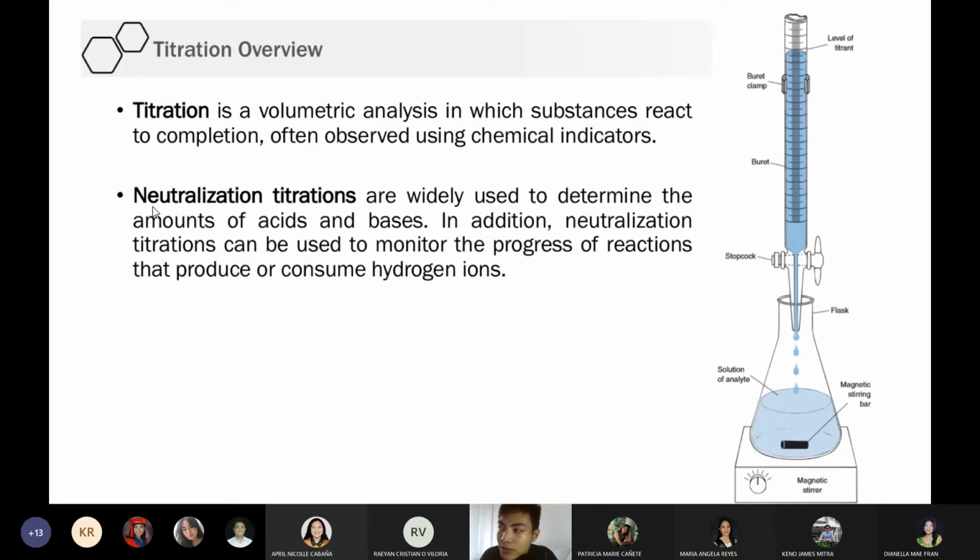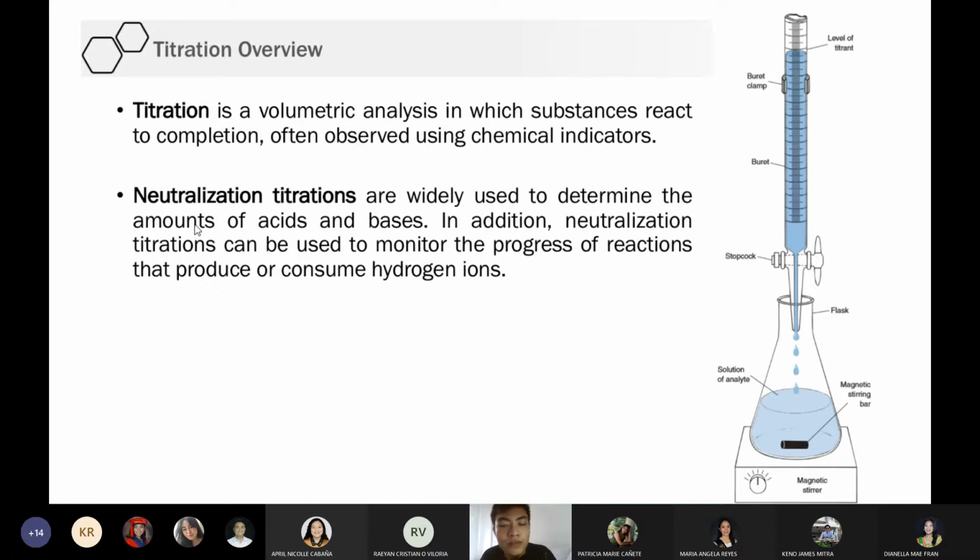When I say neutralization titration, what do we know about neutralization? Ibig sabihin nun, you are reacting acids with bases, no? Acid plus base, tawag doon, neutralization reaction. Okay? Kaya neutralization titration tawag doon.